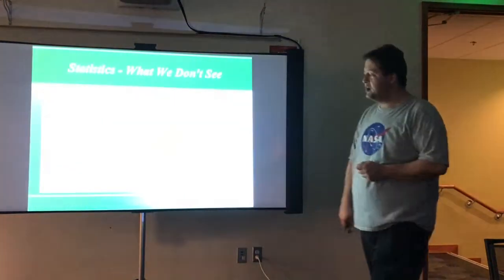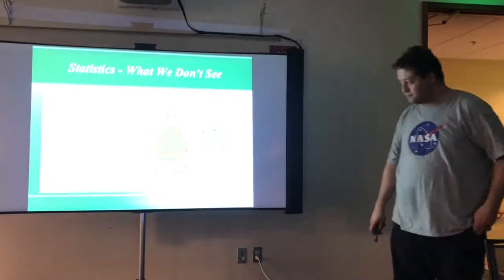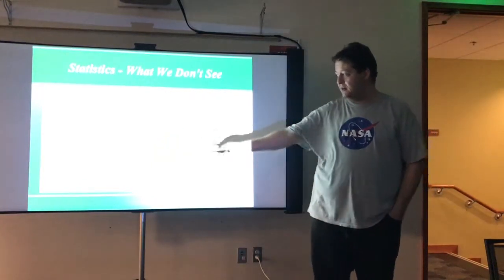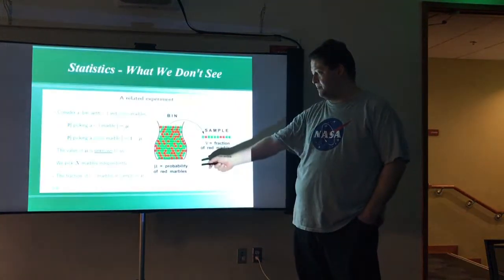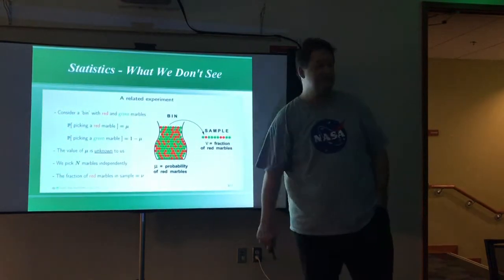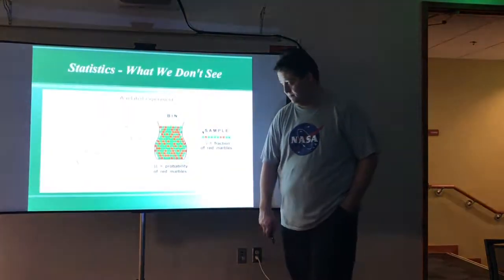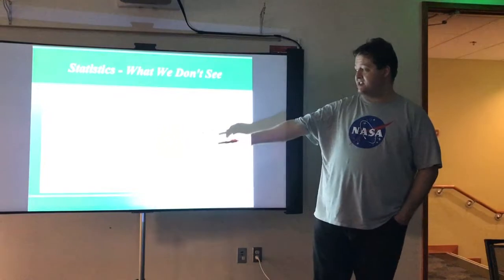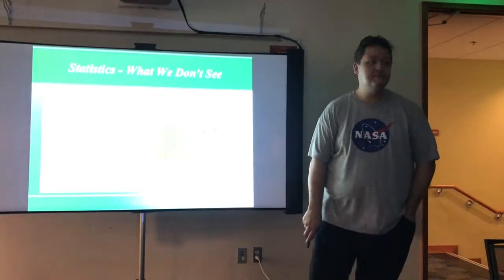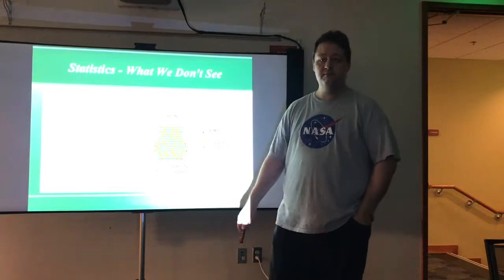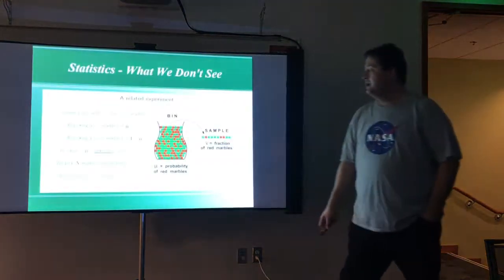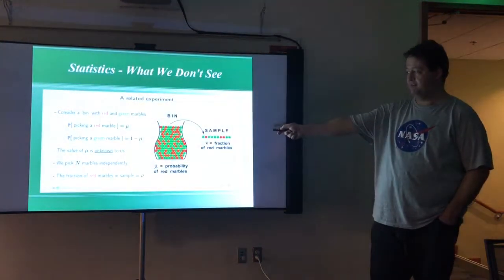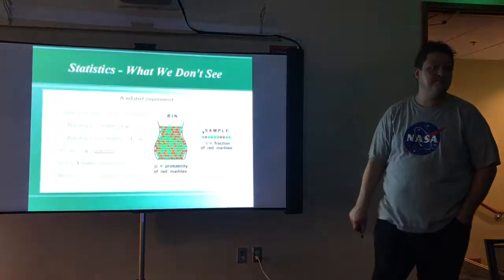Okay. So here we'll talk about what we don't see. Consider a bin with red and green marbles, and the value of the probability of a red marble, mu, is unknown to us. It's not unknowable, but it is unknown. Then if we pick n marbles independently, and this is actually independently with replacement, and the with replacement is important, then I get a sample like this, where V is my fraction of red marbles received here.